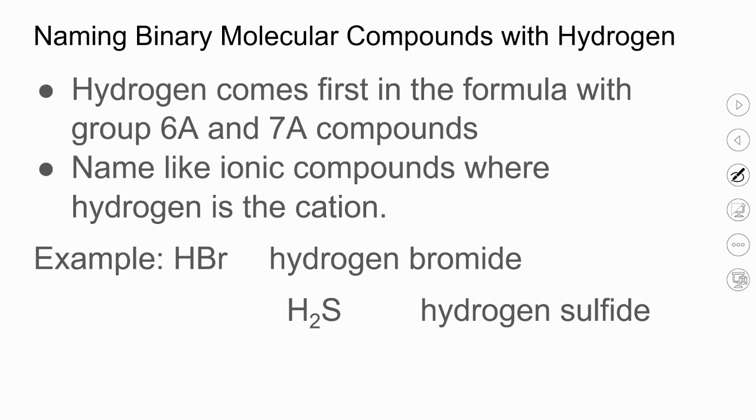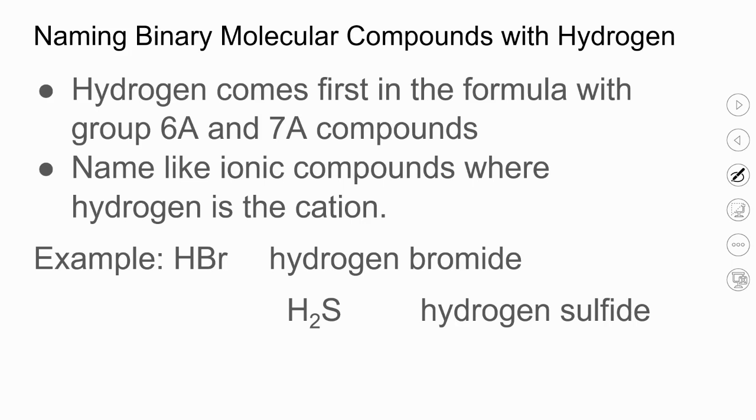This is a little different if we have hydrogen. If we just have hydrogen, then remember, hydrogen fits between the nitrogen column and the oxygen column. So it's still going to fit there, but we're going to name it differently. If there's only hydrogen and one other thing, then we're going to name it like an ionic compound. We don't use prefixes. This is an exception. If it has hydrogen and one other thing, then we're going to use these naming rules. We're going to name it like an ionic compound where hydrogen is the cation.